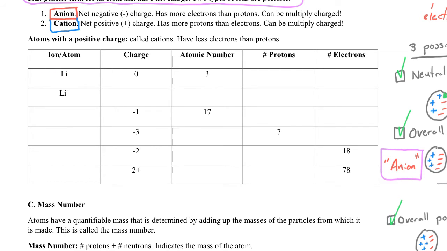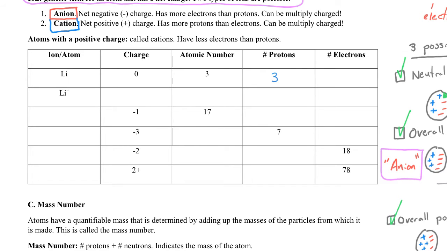We have a neutral lithium atom, and lithium has an atomic number of 3. That means that lithium has 3 protons. Now, if the charge on this lithium atom is 0, and there are 3 protons, how many electrons are there?